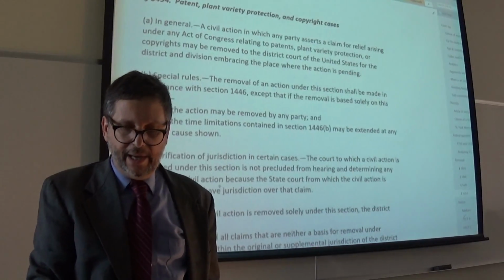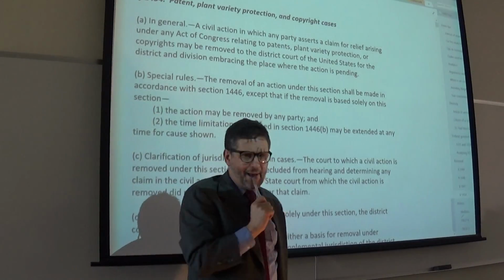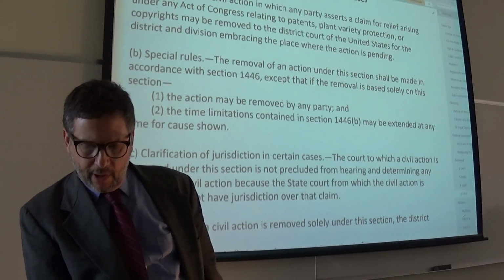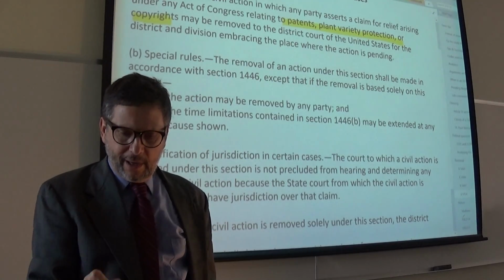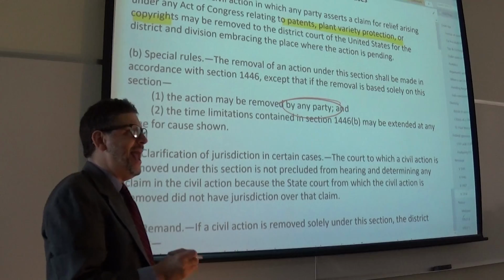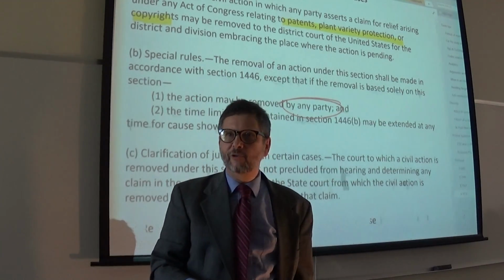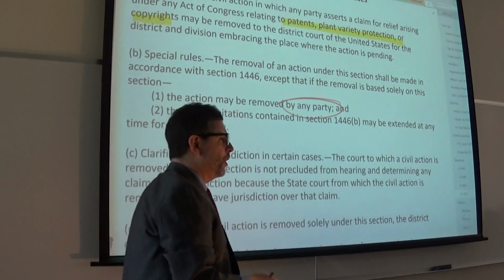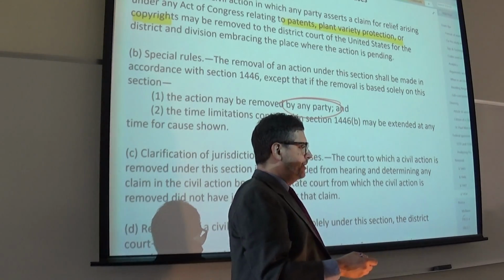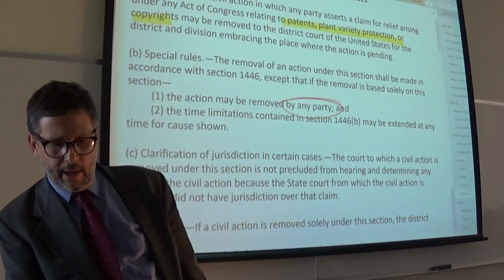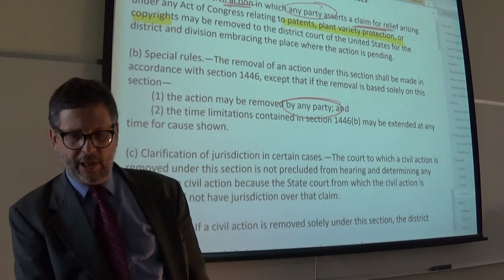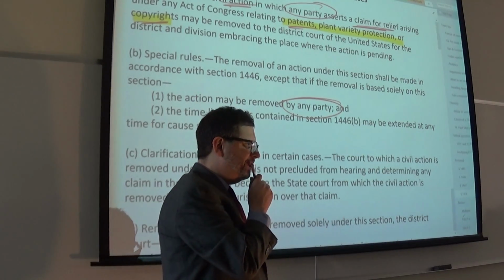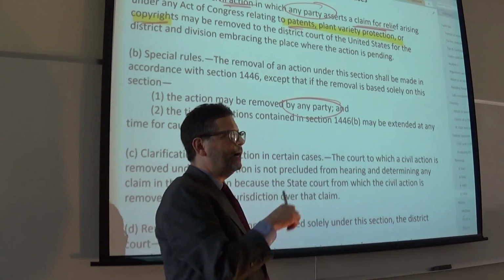One last thing on removal is the removal provision for patent, copyright, and plant variety protection actions. This allows the removal of patents, plant variety, or copyrights, and there's some interesting things about it. First, it can be removed by any party. Normally, removal is just by defendants. Here, the removal can be by any party, plaintiff or defendant. And also, the patent or plant variety claim or the copyright claim doesn't have to be in the complaint. It could be in a counterclaim as well. In any civil action in which any party asserts a claim for relief arising under one of these federal statutes. That means if the patent claim is only in a counterclaim, you remove the entire case, okay?